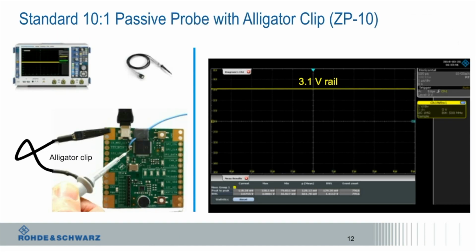I've connected the probe ground using an alligator clip to a very convenient spot on the board. The scope shows the rail at about 3.1 volts, so it's close, not quite exact as what I expected, but it's close. I know I'll get a better measurement if I can zoom in vertically and use more of the scope's ADC resolution. So let's go ahead and do that.